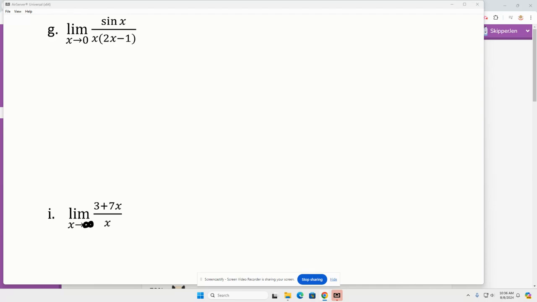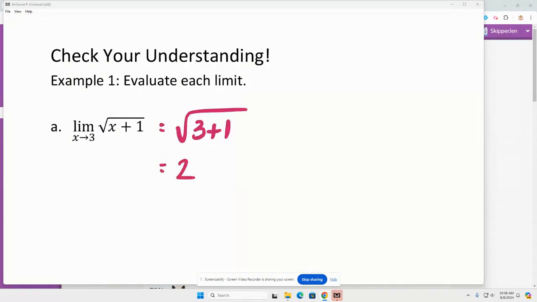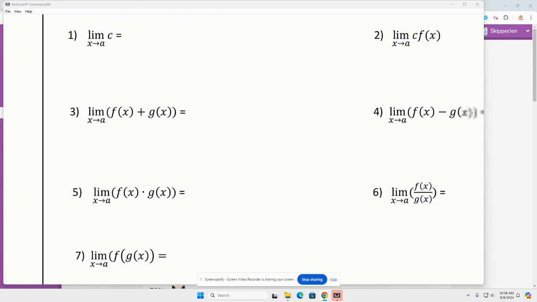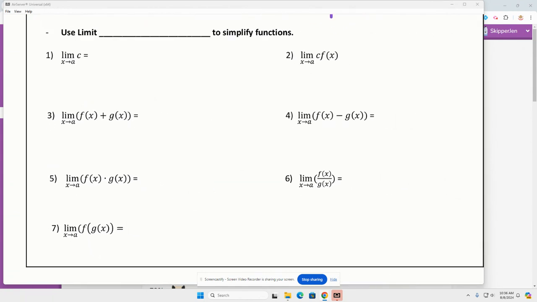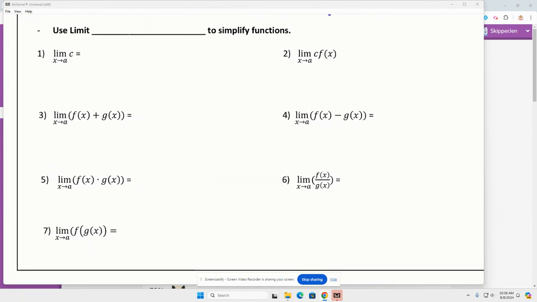Okay, so today we are going to start back on the front and we're going to use limit properties to simplify functions. All right, so we have 7 properties of limits to go through.